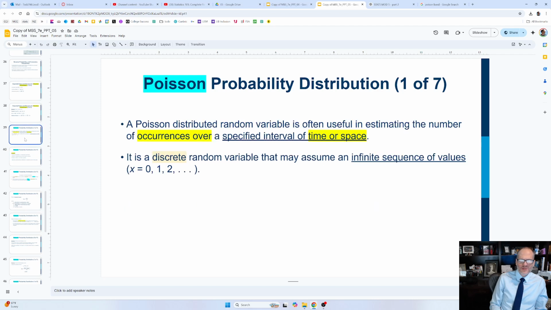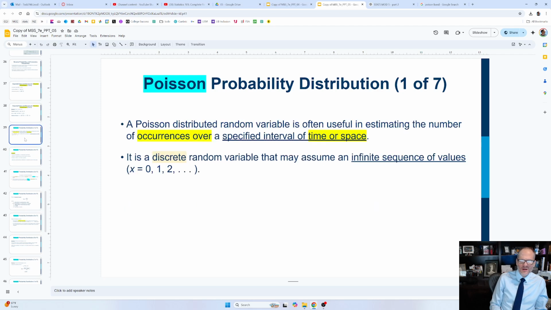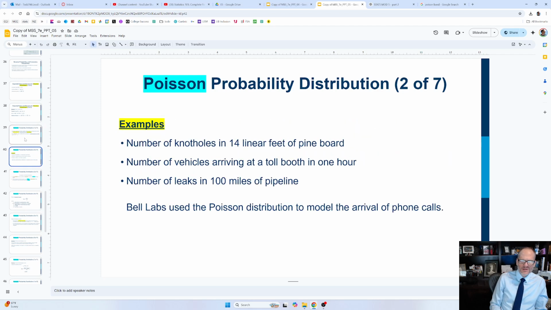We're looking at events or occurrences at a specified interval of time or space. Vehicles arriving at a toll booth in 1 hour is an event or an occurrence occurring over an interval of time. Number of leaks in 100 miles of pipeline. The leaks are an event or an occurrence happening over a specified interval of space, right? Number of leaks in 100 miles of pipeline.